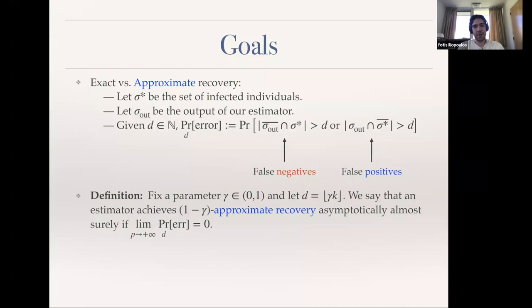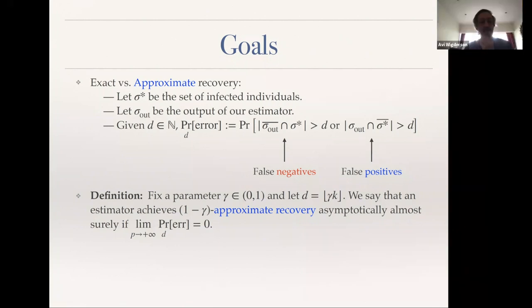So here's the definition. For the fixed parameter gamma, let D equal gamma times K. We will say that an estimator achieves 1 minus gamma approximate recovery asymptotically almost surely if, in the limit, the probability of making either more than D false negative errors or more than D false positive errors goes to zero. The probability is over the choices of the algorithm, which will be probabilistic. Probability can come in two places: in how you form the groups of individuals, which I will explain, and in the inference algorithm, given the results. The probability is over both of these random choices. But the input is worst case. Yes, exactly.